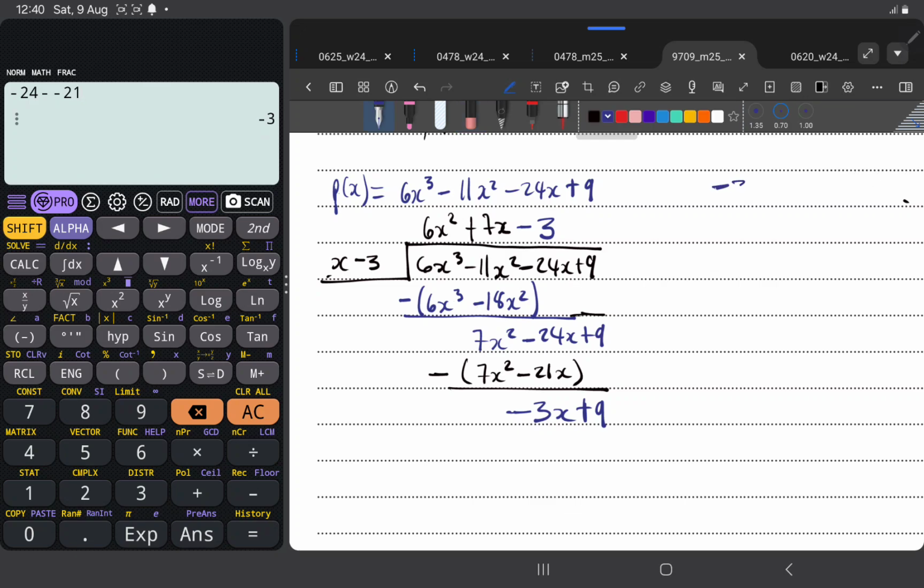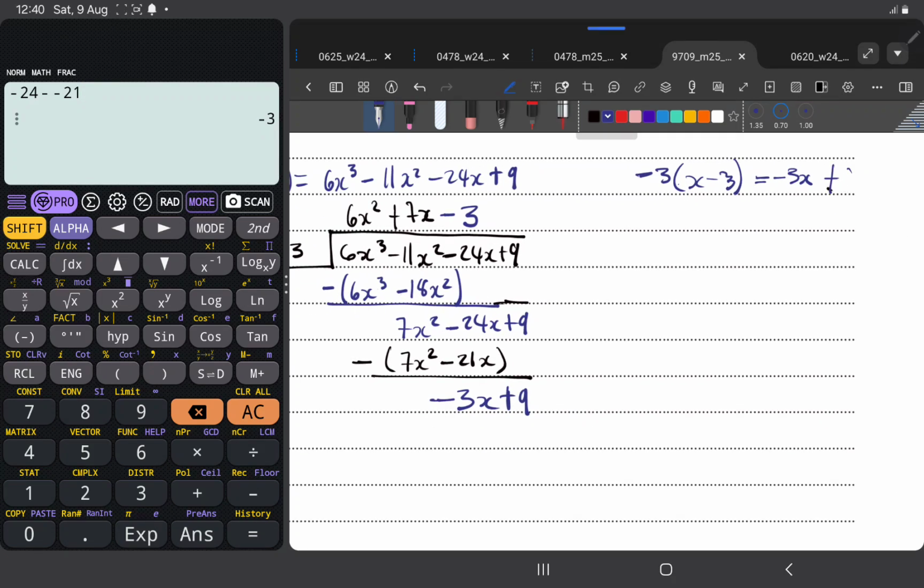Then what do we do? We expand. So we're going to say negative 3 multiplying x minus 3. Okay, negative 3 times x, this is going to be negative 3x. Negative 3 times negative 3, this is going to be positive 9. So we are actually going to then subtract negative 3x plus 9. The same two things subtracting each other. Negative 3x minus negative 3x becomes 0. 9 minus 9 becomes 0. So now your answer is going to be 0.